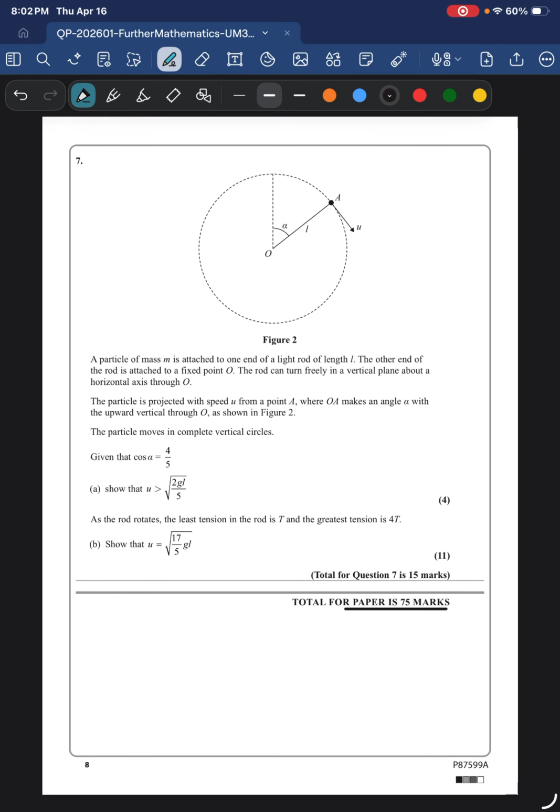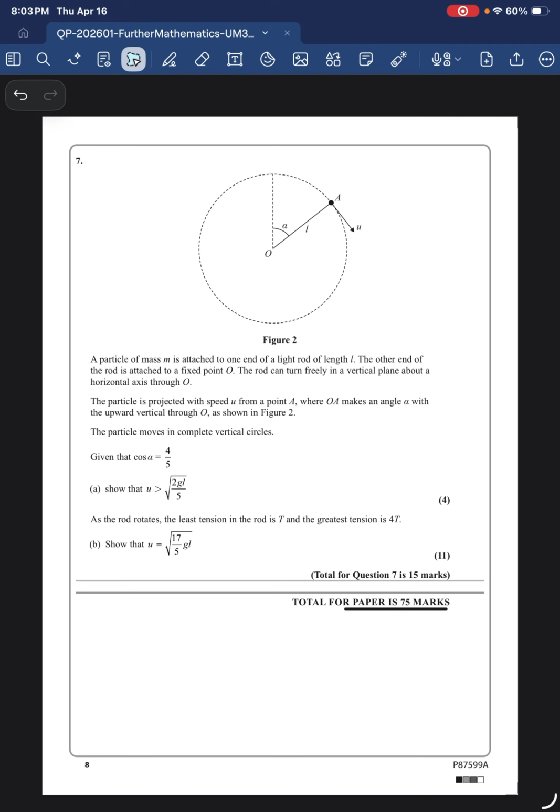A particle of mass m is attached to one end of a light rod of length L. The other end of the rod is attached to a fixed point O. The rod can turn freely in a vertical plane about the horizontal axis through O. The particle is projected with speed u from a point A, where OA makes an angle alpha with the upward vertical through O, as shown in figure 2. The particle moves in complete vertical circles. Given that cosine of alpha is 4/5, show that u is larger than or equal to the square root of 2gL/5. All right, so we need to use conservation of energy.